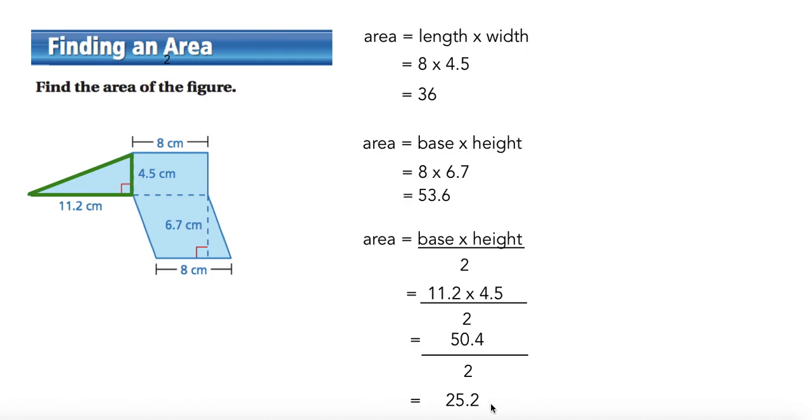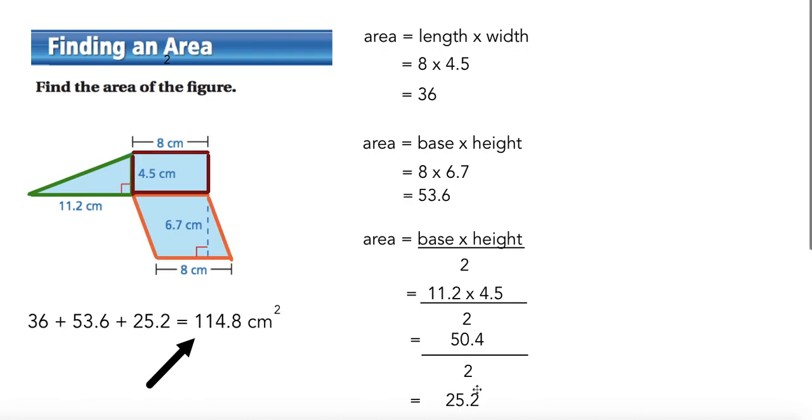So now we have successfully found the area of all 3 shapes. In order to find the area of the shape as a whole, we are going to add these numbers together. 36 plus 53.6 plus 25.2 is equal to 114.8 centimeters squared.